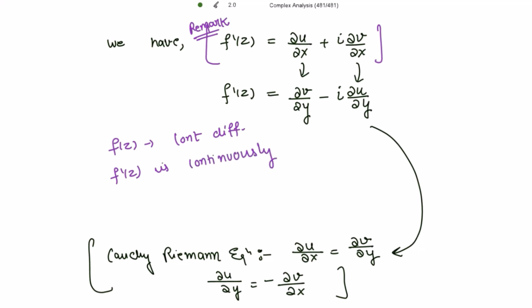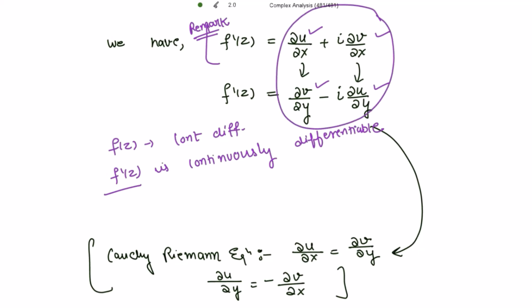So f dash z is continuously differentiable. If f dash z is continuously differentiable, then all these exist and are continuous in D. Yes, all these exist and are continuous in D because f dash z is itself continuous in D, right? And it is continuously differentiable. So let's write this further. Because f dash z is continuously differentiable, let me mark this as 2.